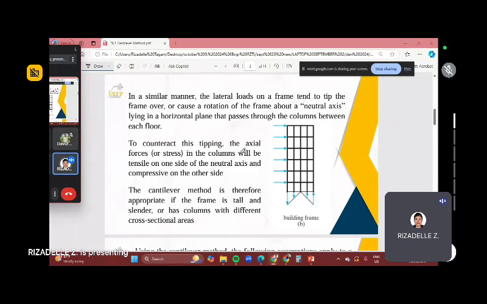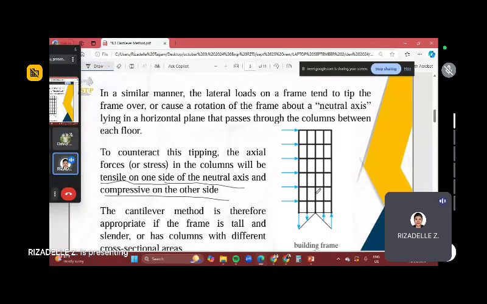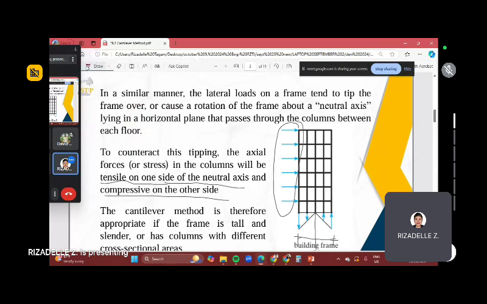So, to counteract the tipping, the axial forces in the columns will be tensile on one side of the neutral axis and compressive side on the other side. So, ingani ang concept sa ating cantilever. Naay lateral load na na-apply and ang iyahang reactions at the bottom, you will identify the neutral axis. On the other side, tension. On the other side, compression. So, muna ang concept for our cantilever method.